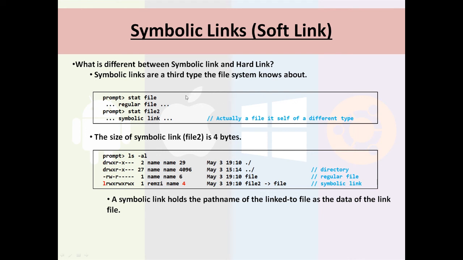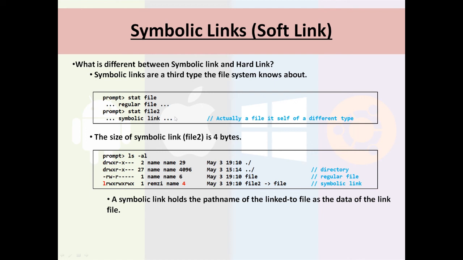Now, the first difference between the symbolic link and a hard link is actually that symbolic links are files themselves, but of a different type. We've already seen regular files as well as directories, but symbolic links are like a third type. And if you use the stat function once again, you can see this demonstrated. If we did stat file, it says that it's a regular file, and if we go stat file2, it indicates that it is a symbolic link.